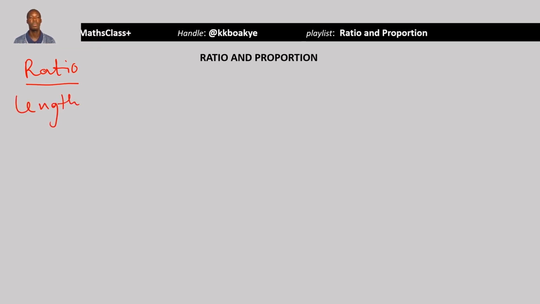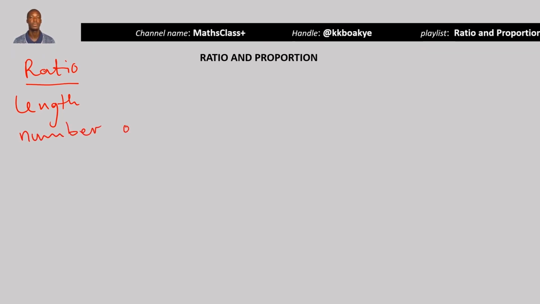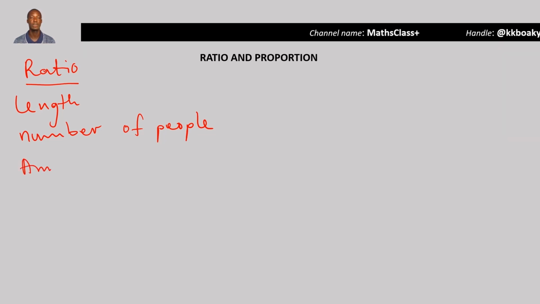Ratio and proportion. In ratio, we compare two or more quantities that have the same unit. For example, we may compare length, we may compare number of people, we may compare amount of money, and many others.